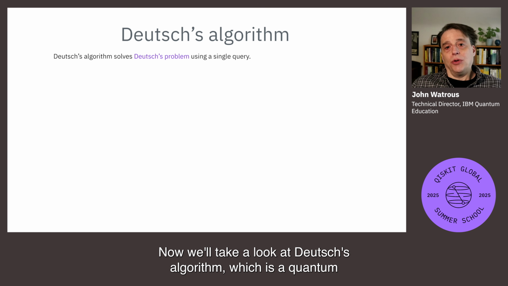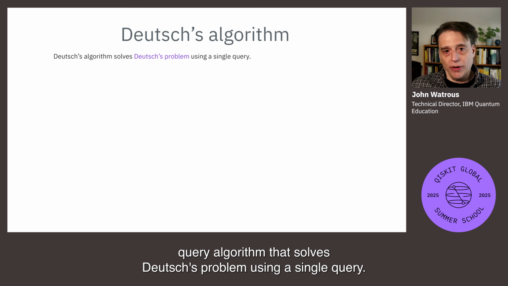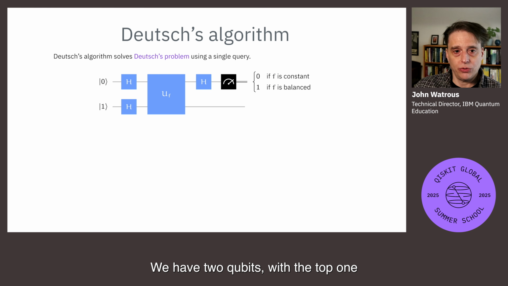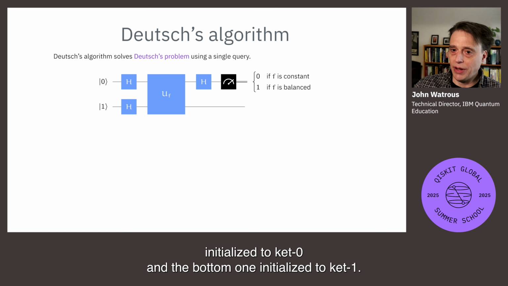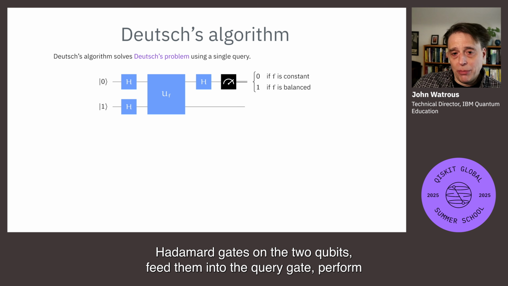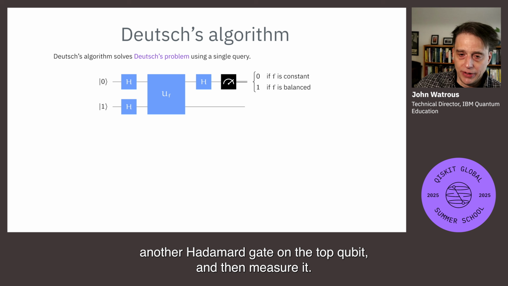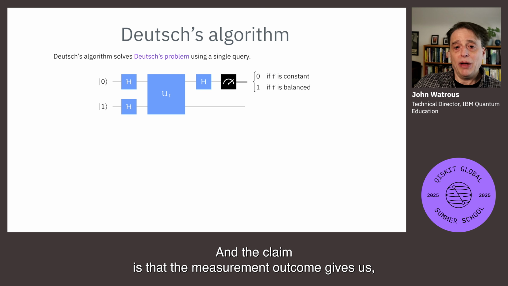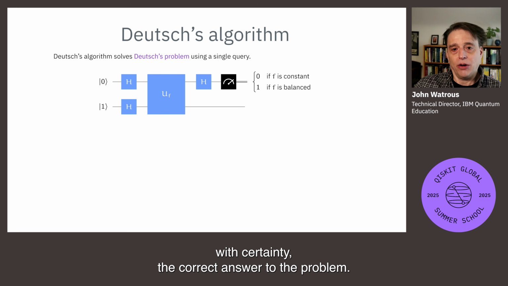Now we'll take a look at Deutsch's algorithm, which is a quantum query algorithm that solves Deutsch's problem using a single query. And here is the algorithm described as a quantum circuit. We have 2 qubits, with the top one initialized to ket 0 and the bottom one initialized to ket 1, and we'll see why we initialize these qubits like this shortly. We perform Hadamard gates on the 2 qubits, feed them into the query gate, perform another Hadamard gate on the top qubit, and then measure it. And the claim is that the measurement outcome gives us, with certainty, the correct answer to the problem.